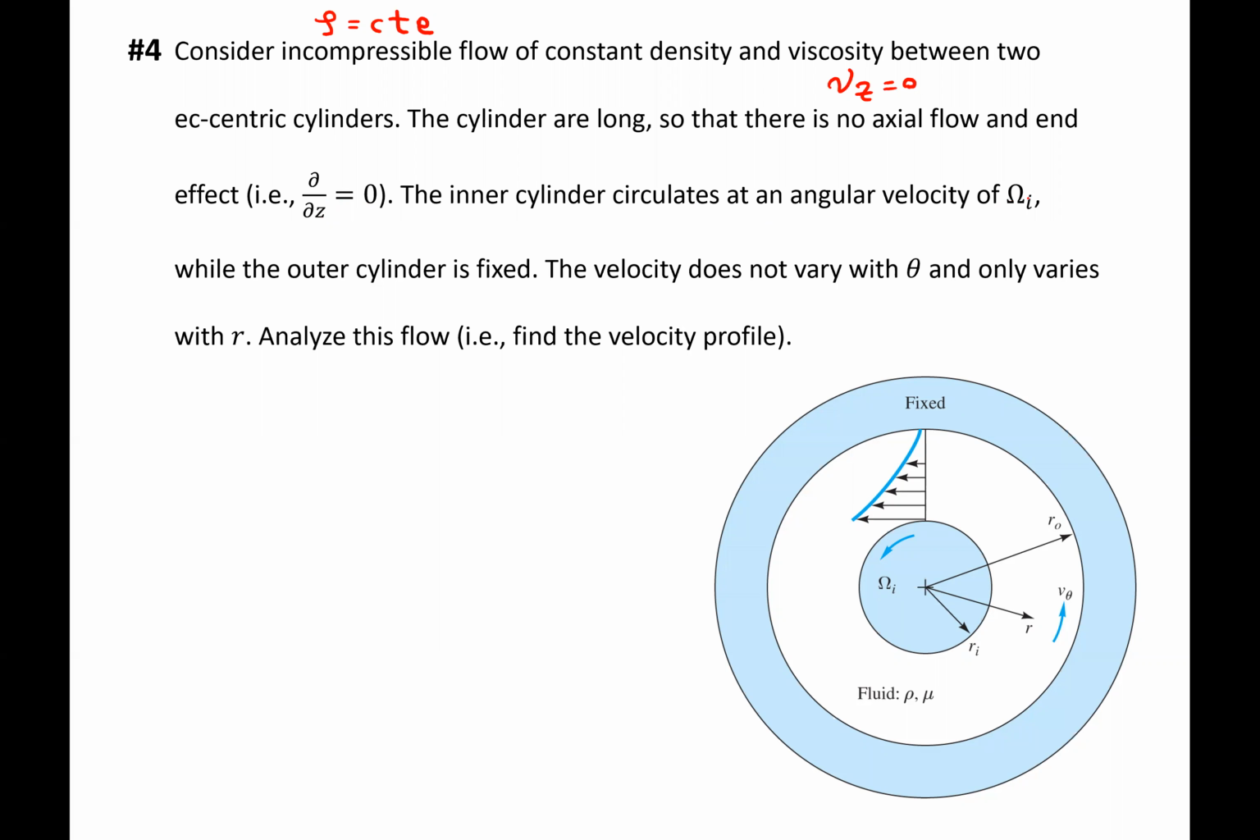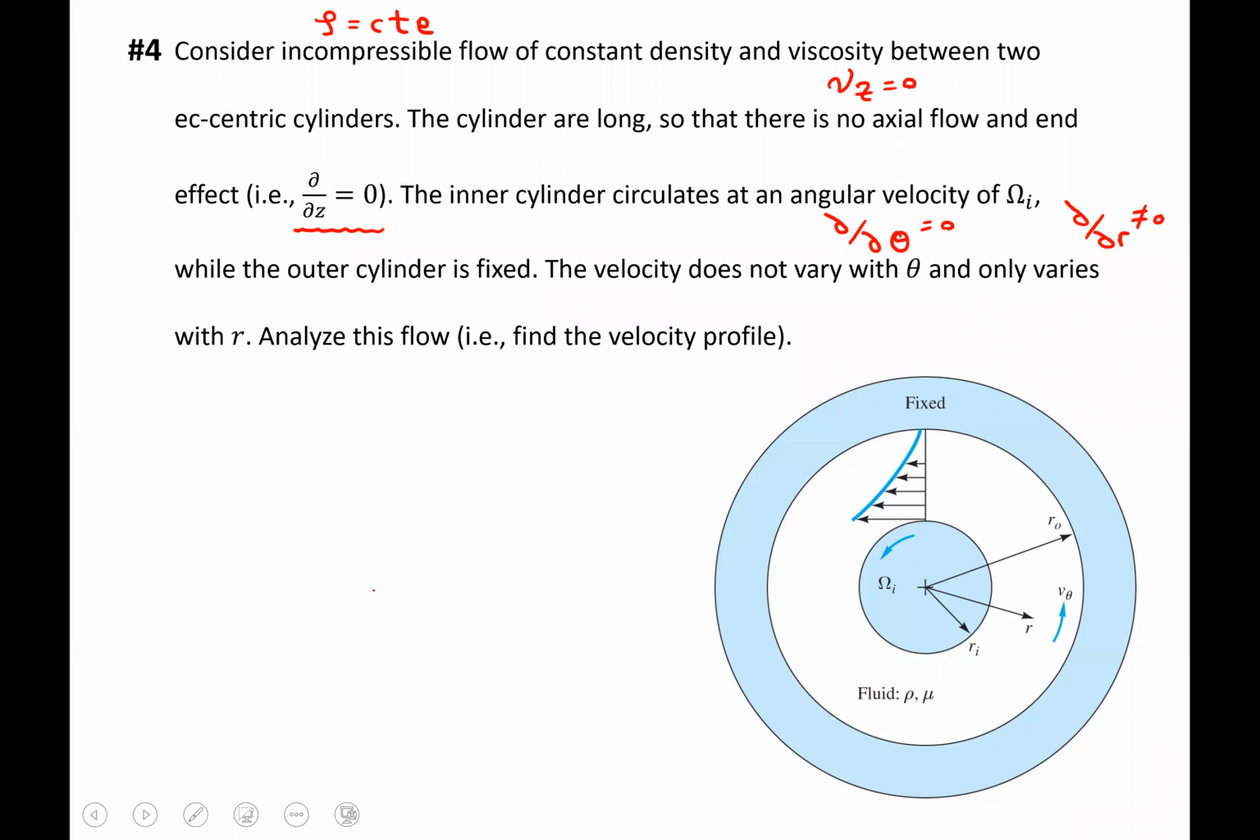The velocity does not vary with theta. So that means we don't have any variation with respect to theta. So the first derivative with respect to theta is 0 and it only varies with r. So velocity varies with r, meaning that the variation with respect to r is not 0. So you see, the variation with respect to z is 0. Because there is no end effect, the problem says the velocity does not vary with theta, so the first derivative with respect to theta is 0. And then it says it only varies with r, meaning that the first derivative with respect to r is not 0. And then we need to analyze this flow, which means we need to find the velocity profile here.